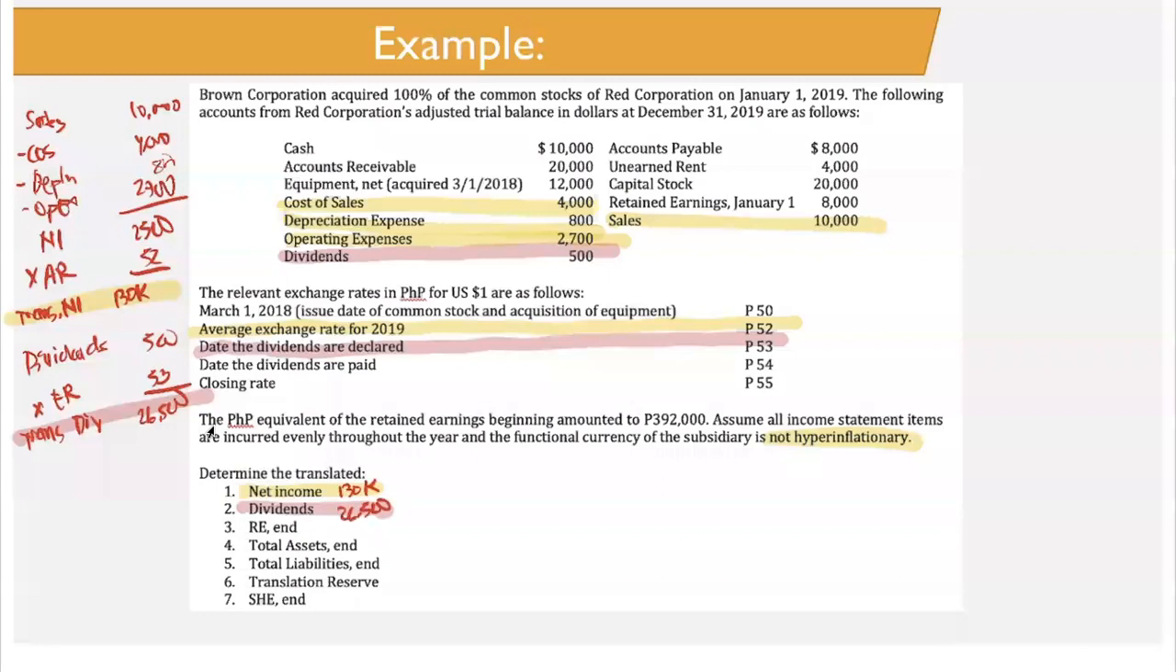Next, RE end. To compute for our RE end, how do we compute it again? First, we get for our beginning RE. So RE beginning as translated. So how much is our RE beginning as translated? 392,000.